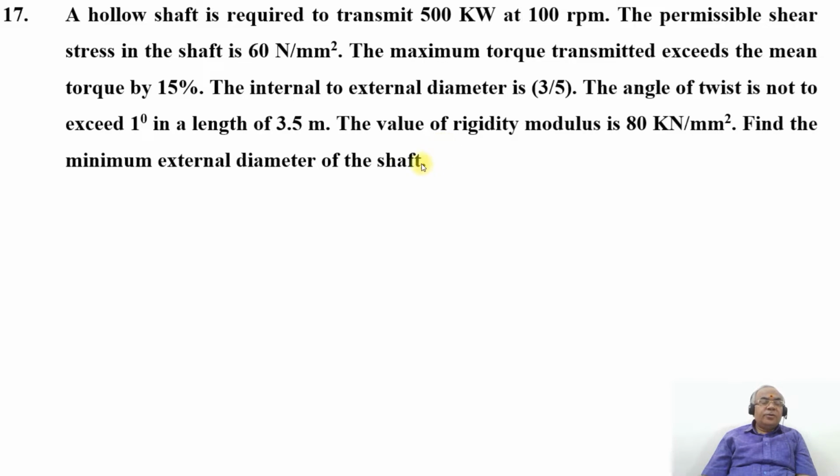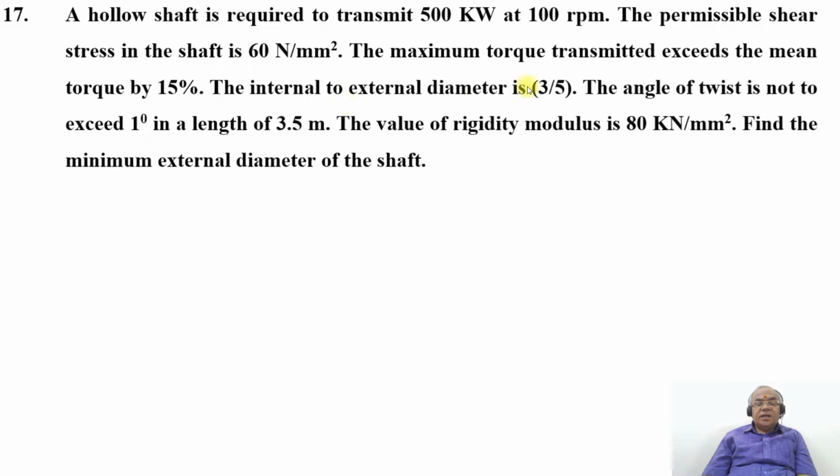Now, in this video, we're going to take up one more problem on shaft. The problem number 17 reads as: a hollow shaft is required to transmit 500 kilowatt at 100 RPM. The permissible shear stress in the shaft is 60 Newton per mm square. The maximum torque transmitted exceeds the mean torque by 15%.